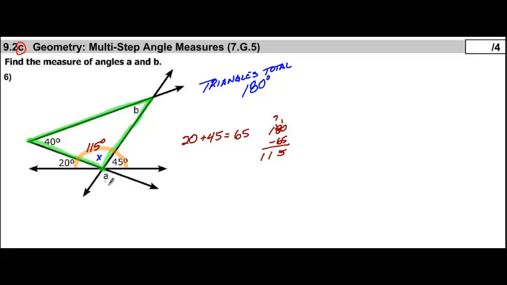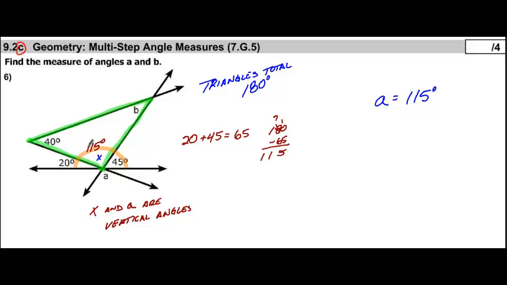X and A, X and A are vertical angles. So since they are vertical angles, having X gives me A. So now I know, I'm going to take it way over here, I know A is 115 degrees. All right, now I need B.